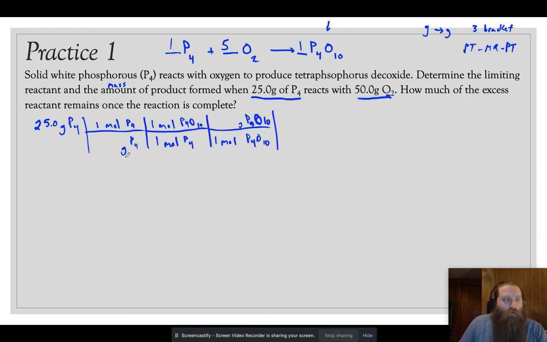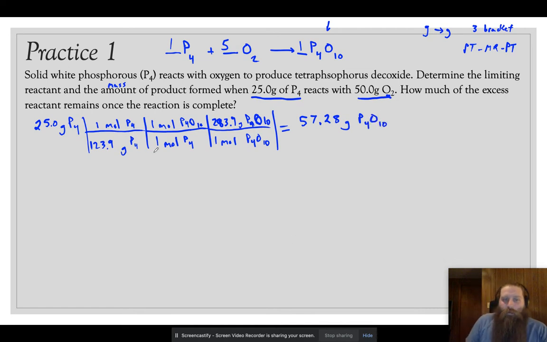These two gram numbers come from the periodic table. So phosphorus times 4 is 123.9 grams. 4 phosphoruses and 10 oxygens is 283.9 grams. So let's run our first question here. 25 divided by 123.9 times 283.9 gives me 57.28 grams of P4O10.